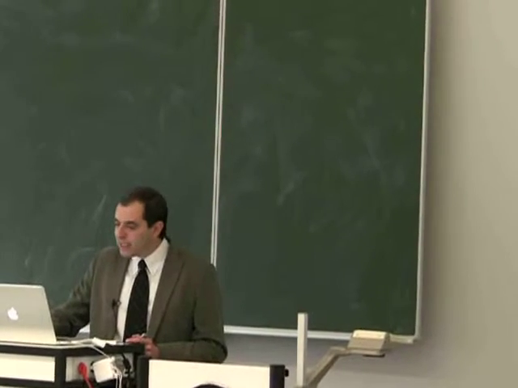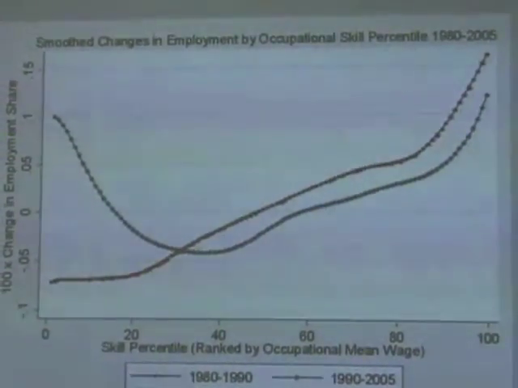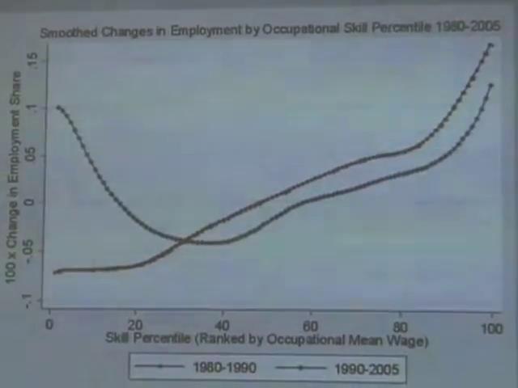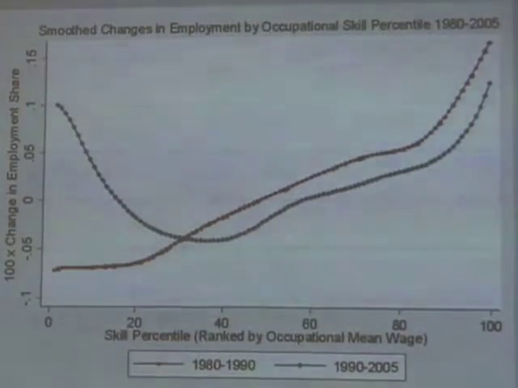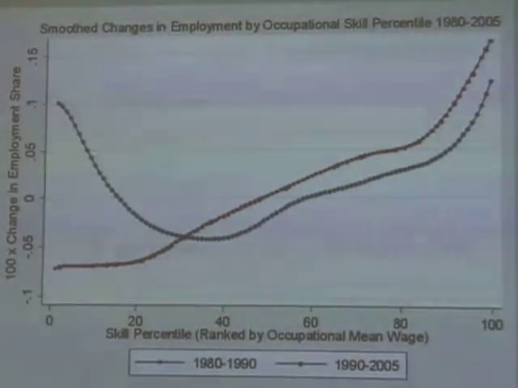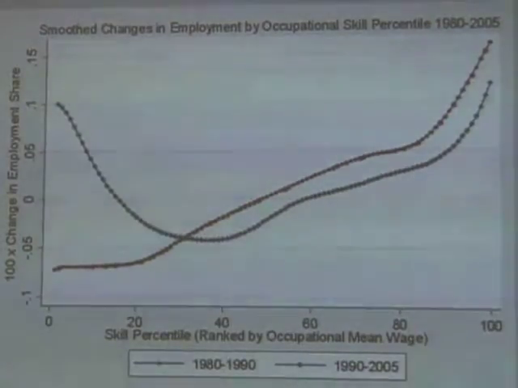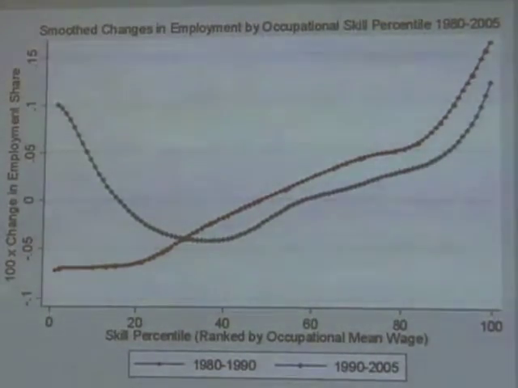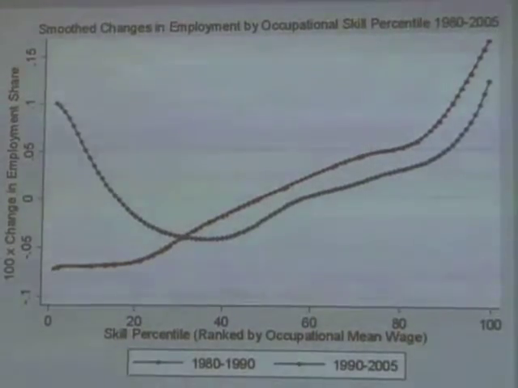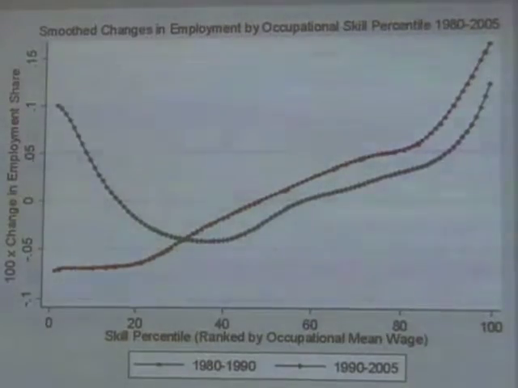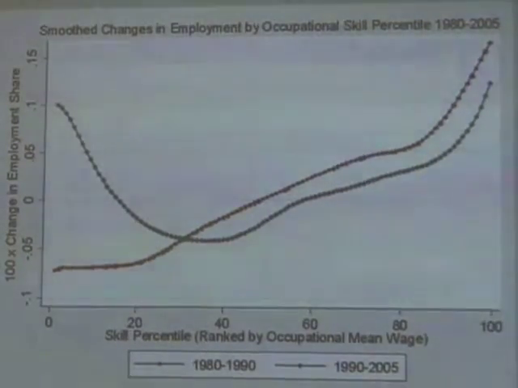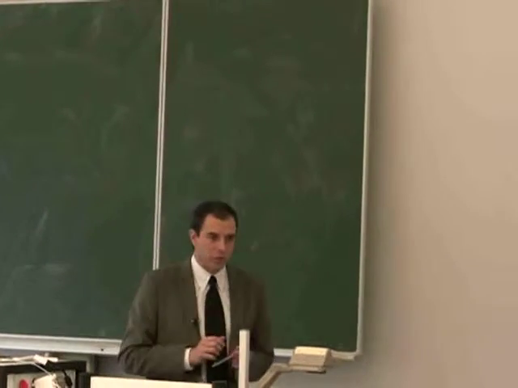Another way of looking at the same thing is to look at changes in employment shares. The previous one was wages. This one's employment shares, and this is changes in employment shares by skill percentile, again ranked by occupational wage. Going back to my own data, this is using data from the 1980 and 1990 census and the 2005 American Community Survey, which is basically a survey that's related to the U.S. Census but occurs more regularly with smaller samples.